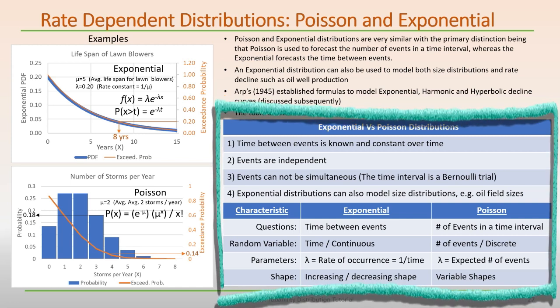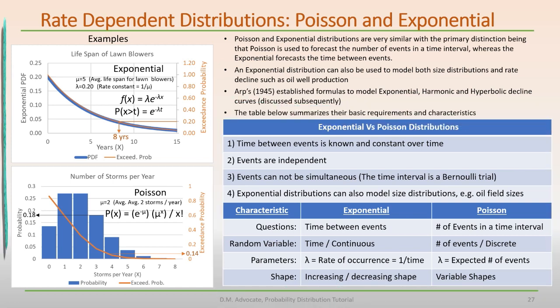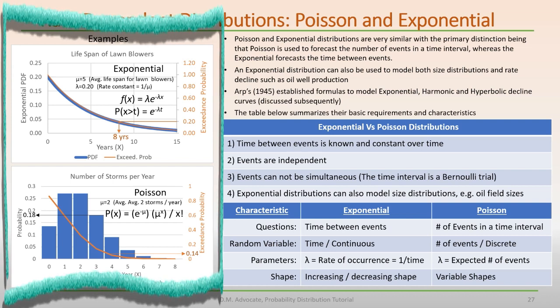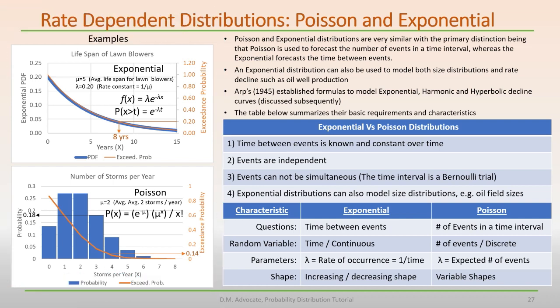The table below summarizes basic requirements and characteristics for exponential and Poisson distributions, while the charts on the left give examples. Three requirements must be met to model either an exponential or Poisson distribution. First, the time between events must be known and constant over time. Second, events are independent. And lastly, events cannot be simultaneous. In this sense, these are Bernoulli trials. They either happen or they don't happen.